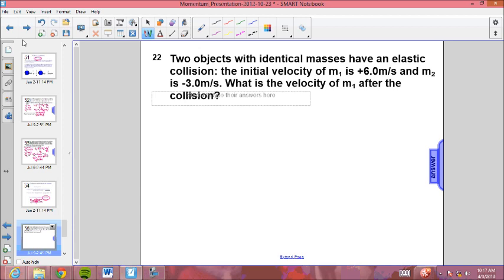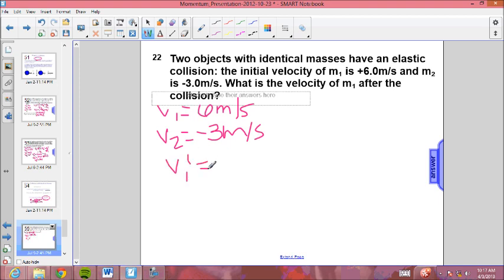So two objects with identical masses have an elastic collision. The initial velocity of m1 is 6 meters per second, so our v1 equals 6 meters per second. And m2 is negative 3 meters per second, so our v2 equals negative 3 meters per second. What is the velocity of m1 after the collision? So we are looking for v1 prime. Well, we know it's equal to v2, so that means our v1 prime is equal to negative 3 meters per second. And that's all you have to do.